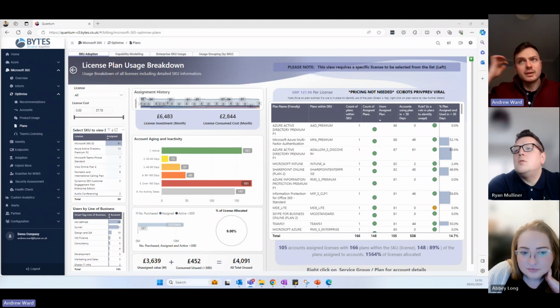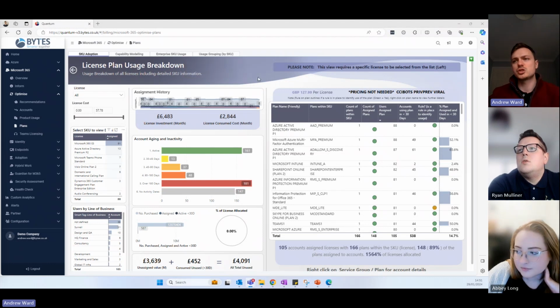So what you're seeing here is a viewpoint on our license plan usage. And this is quite a key thing we're looking at adopting E5, but altogether really looking at our adoption across any of the Microsoft licensing SKUs. On the screen here, appreciate it's quite busy, but this is giving us all the information that we need to start making decisions around what our users are using and how we can use this information.